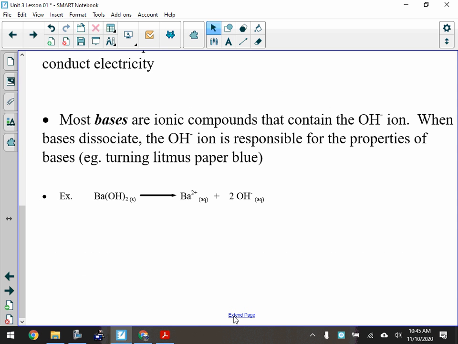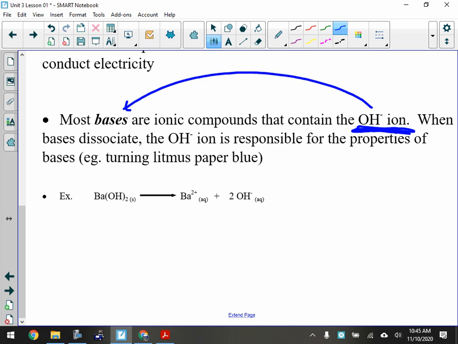Also, included in ionic compounds are something called bases. Bases are ionic compounds that contain the hydroxide ion. You should know this from Science 10, but regardless, we're going to tell you again here. That hydroxide ion, OH minus, is a base. Whenever you see that OH minus, that means it's a base. When bases dissociate, the OH minus ion is responsible for the property of bases, for example, turning litmus paper blue, having a pH higher than 7, all those things. That's what makes that happen.